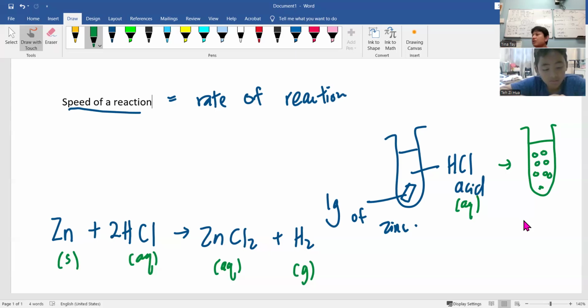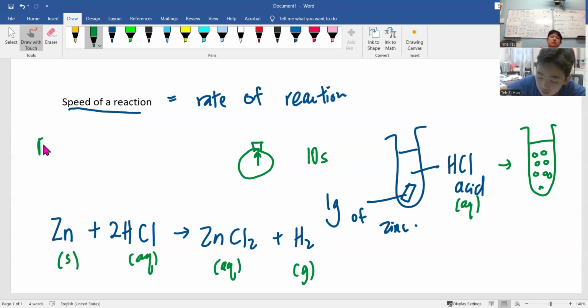Now let's say for rate of reaction, one extra thing that we do is we put a timer or stopwatch. All right, we put a timer. So let's say the 1 gram of zinc is completely dissolved in 10 seconds. So the rate of reaction is the mass of zinc over 10 seconds, so it's 0.1 gram per second.